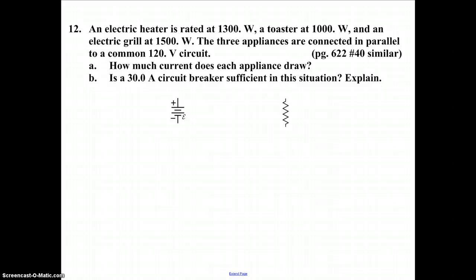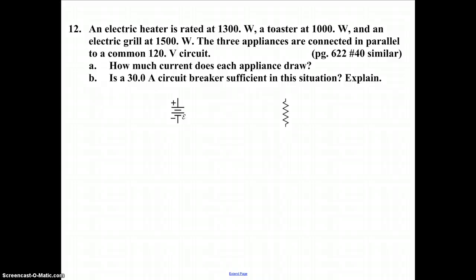So these three devices are all plugged into the same outlet, so to speak. And our questions to answer here are: A, how much current does each appliance draw? And then B, is a 30 amp circuit breaker sufficient in this situation? And explain why or why not.